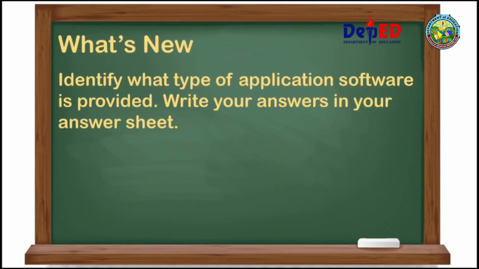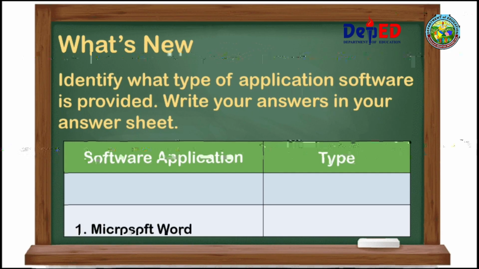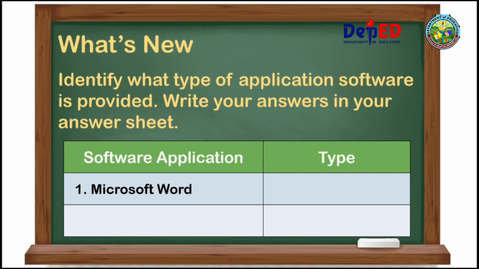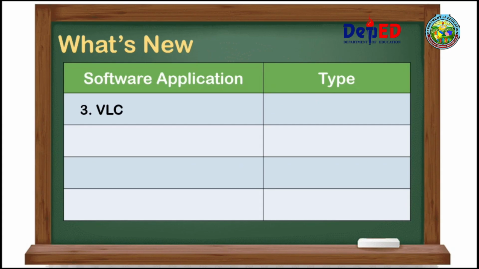Identify what type of application software is provided. Write your answers in your answer sheet. Number 1. Microsoft Word. Number 2. Photoshop. Number 3. VLC.